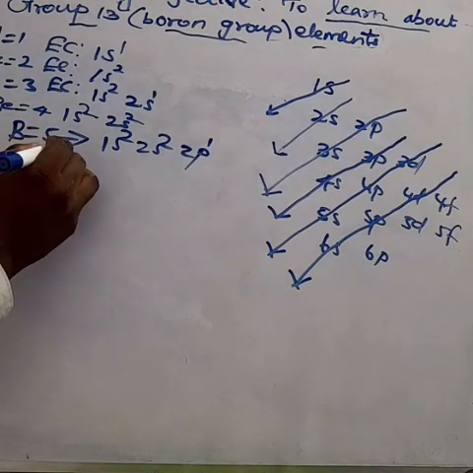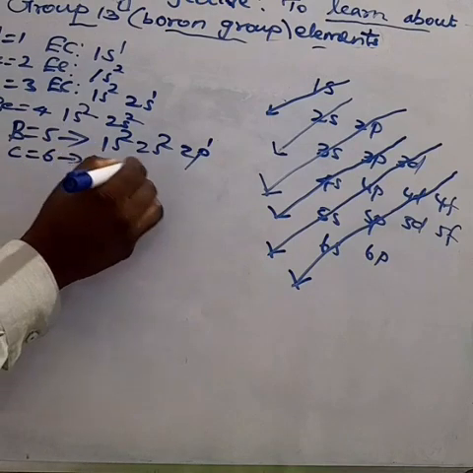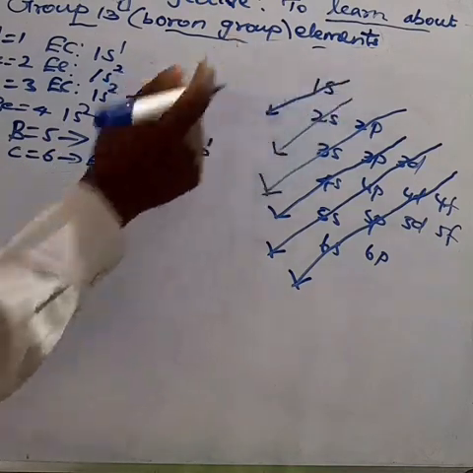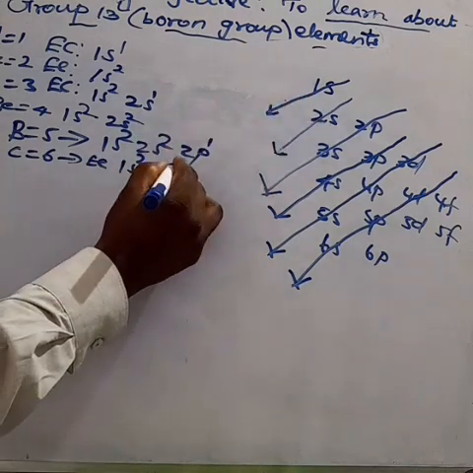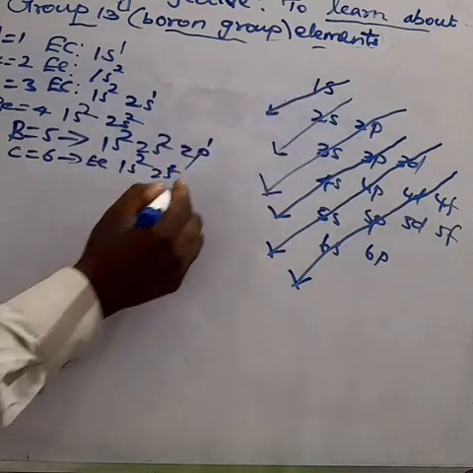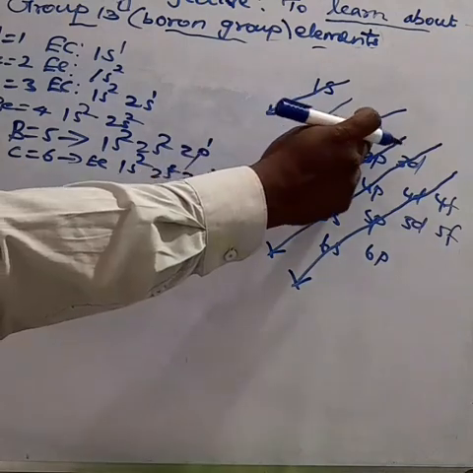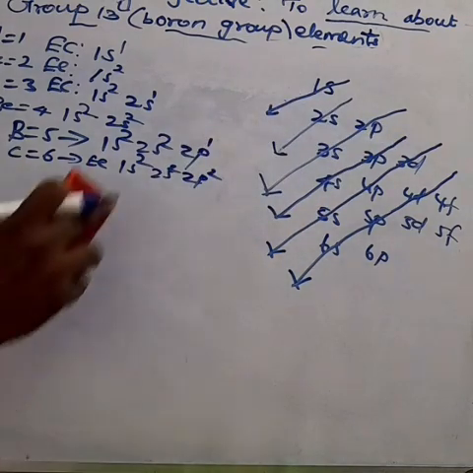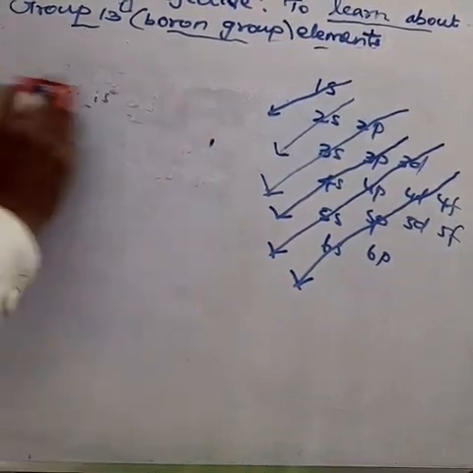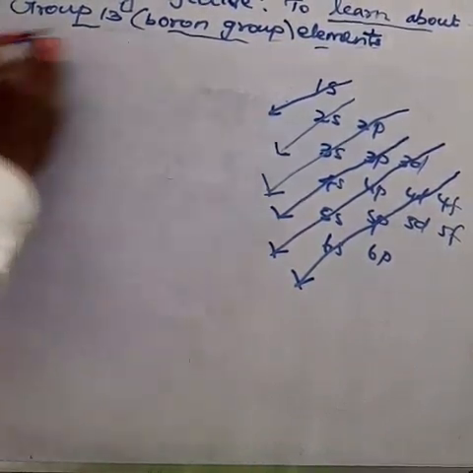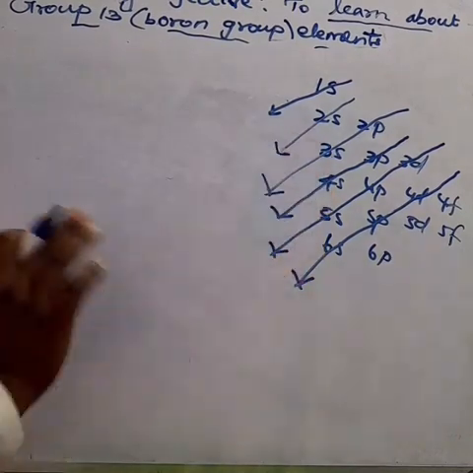What about carbon? How will you write it? Next element, carbon. 1s2 finishing. Second one, 2s2 finishing. Then 2p2. Am I right? 1s2, 2s2, 2p2. So 2 plus 2, 4. 4 plus 2, 6. 6 electrons for carbon.